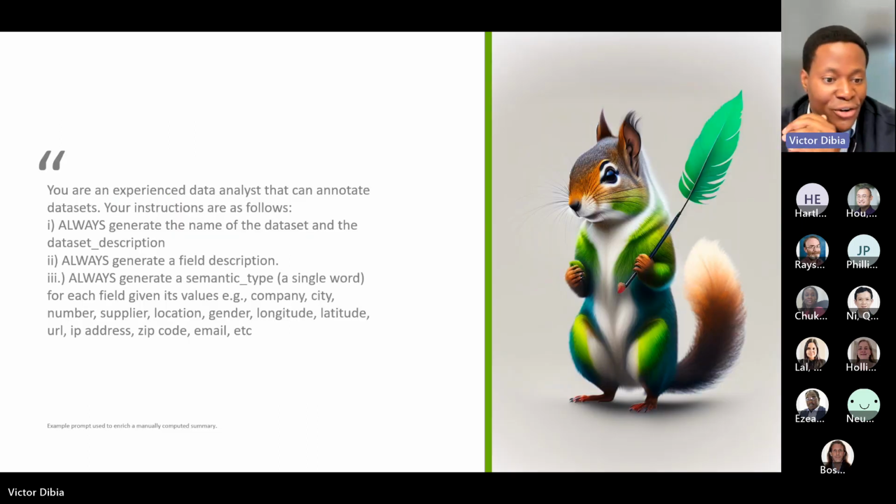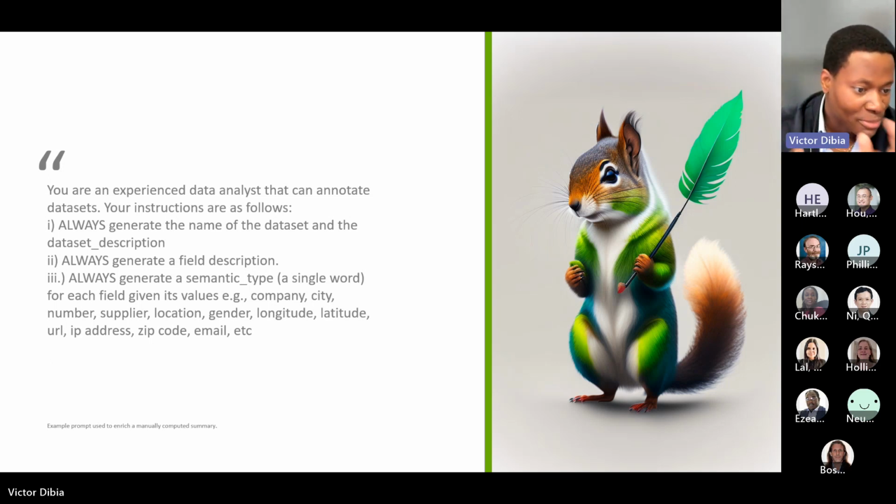So what does prompt engineering look like for a module like this? Here, I call this guy Squirrel the prompt writer, so you might see him a couple more times. The prompt might look like this. It says you are an experienced data analyst and you can annotate data sets, and you are to use the following instructions. You always generate a name for the data set and a data set description. You always generate a field description. You always generate a semantic type, keyed as a single word, for each field given its values. For example, a semantic type might be things like company, city, number, supplier, location, gender.